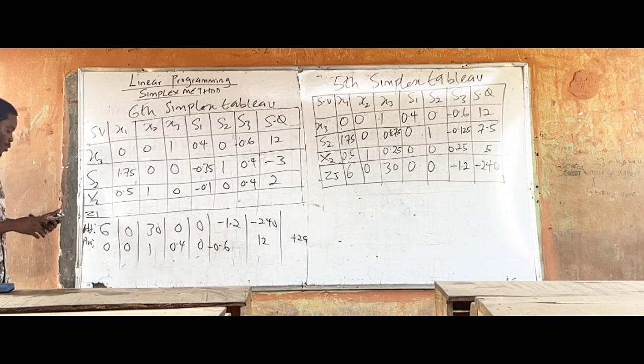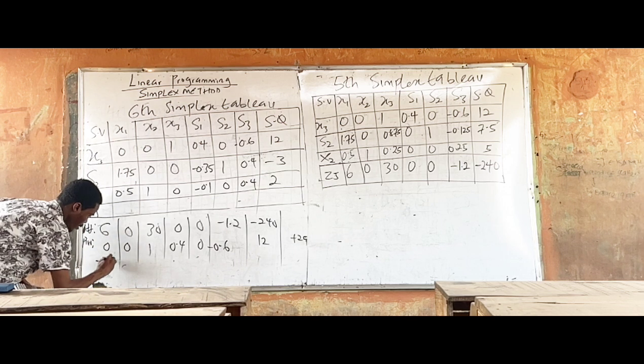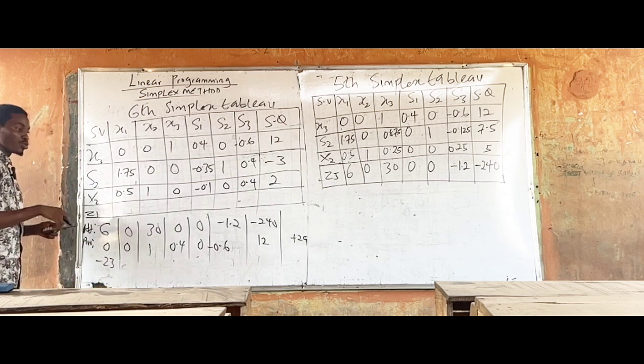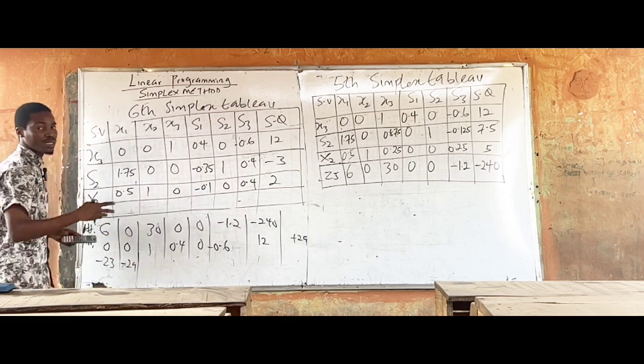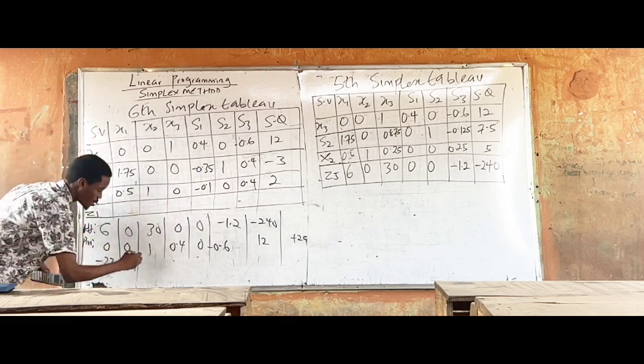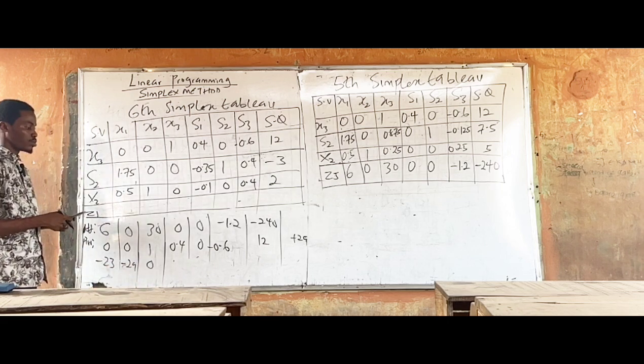So let's add 29. What am I going to get? I'm going to get 6 minus 0 plus 29 is what? 0 plus 29 is 29. 6 minus 29, I'm going to get minus 23. 0 plus 29 is what? 29. 0 minus 29, I'm going to get minus 29. 1 plus 29 is 30. 30 minus 30, I'm going to get 0.